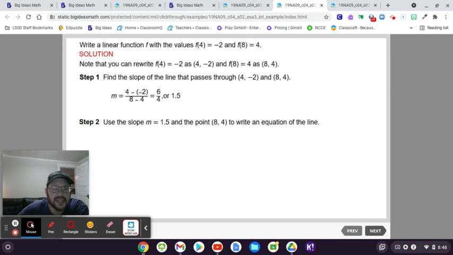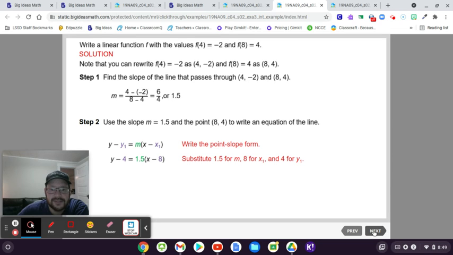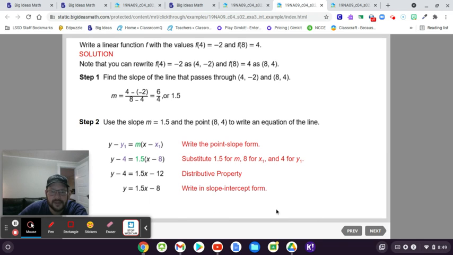Okay, which you would then use with either of the 2 points. So they're using (8, 4) because if you use (4, -2), you have to deal with a negative. So plug in (8, 4) and you get that, which you could then distribute. And then you would add 4 to each side. And there is your slope-intercept form. So y equals 1.5x minus 8.